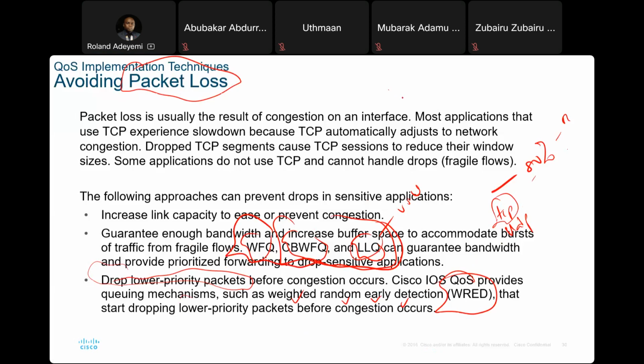Who is doing the magic? The administrator that is managing the quality of service on the network. If the administrator does not know what to do, everything is going to be chaos.